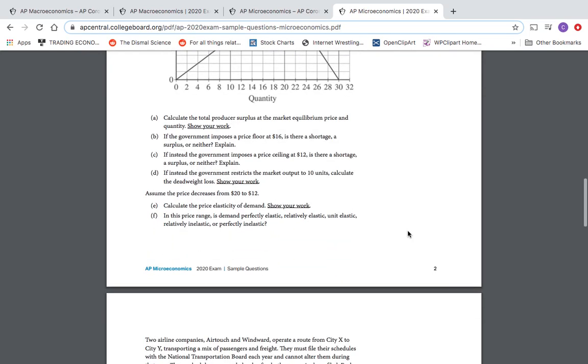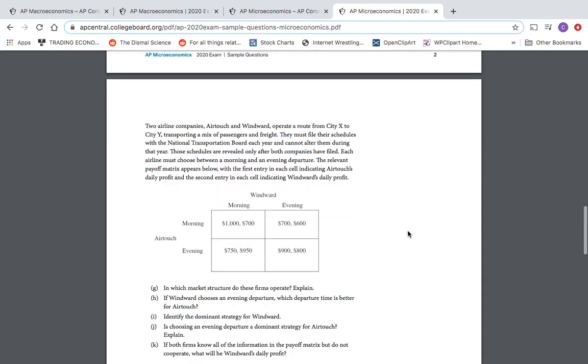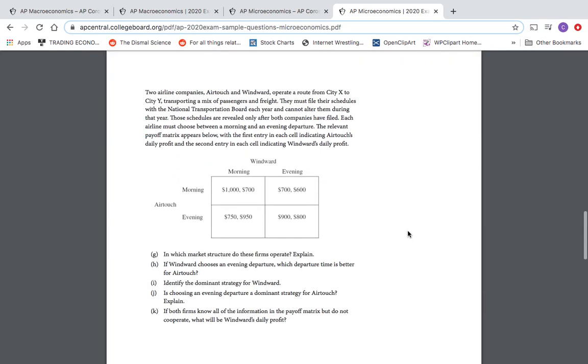All right, moving on. The second part of that first question is oligopoly. Look, we got two airline companies. So when you're working with these duopolies, it's typically going to end up with a game theory matrix like you see here. They tell you everything that you need to know in the background.